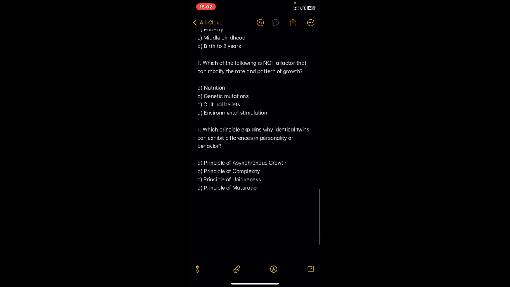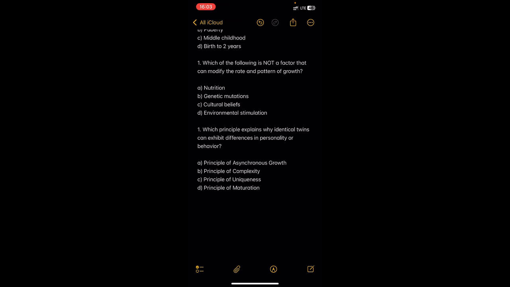Which principle explains why identical twins can exhibit differences in personality or behavior? So the answer there should be C. Once again, what's asynchronous? Asynchronous growth, or split growth, is saying that different parts of your body grow at different rates. So the growth of one doesn't affect the growth of another. Your head stops growing at 5, but your legs will continue. If all your body stopped growing at 5, you'd be short.